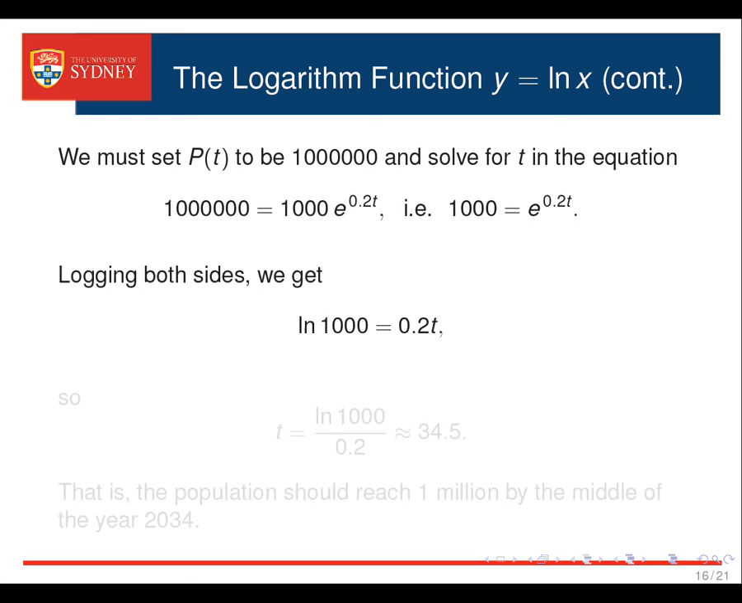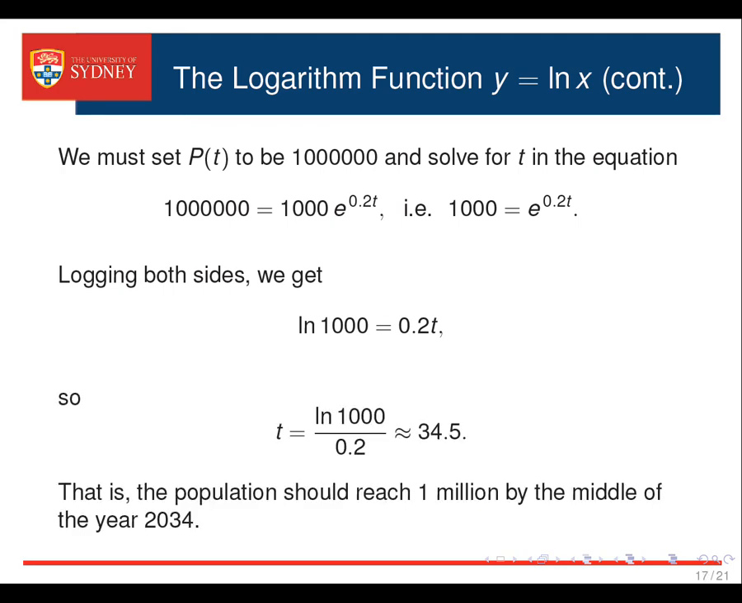To isolate the t, we must first cancel out the e in our way. Therefore, we log both sides. Dividing both sides by 0.2, we thus get t to be roughly 34.5. In other words, the population should reach 1 million people by the middle of the year 2034.